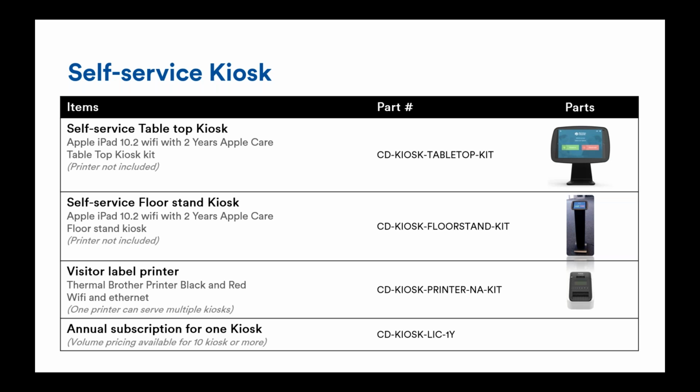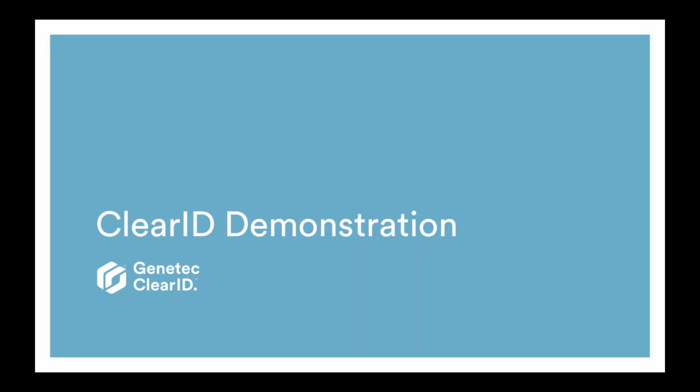And with Clear ID, our licensing structure is that simple. It's licensing per site, and the hardware acquired is per kiosk, and it just depends on what the customer is looking for, how many access points they have at each site. And from there, you're ready to go. And now I want to give you guys a quick demo of Clear ID and the Clear ID portal.